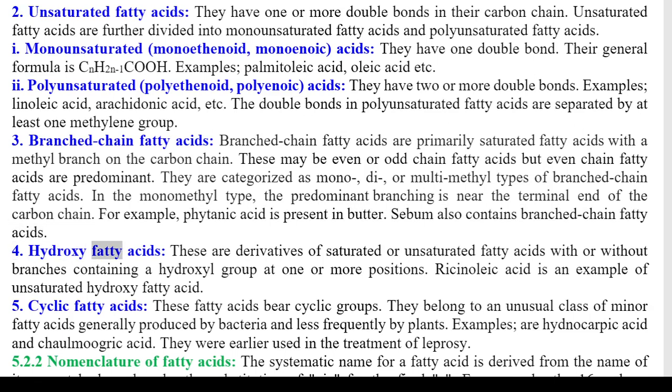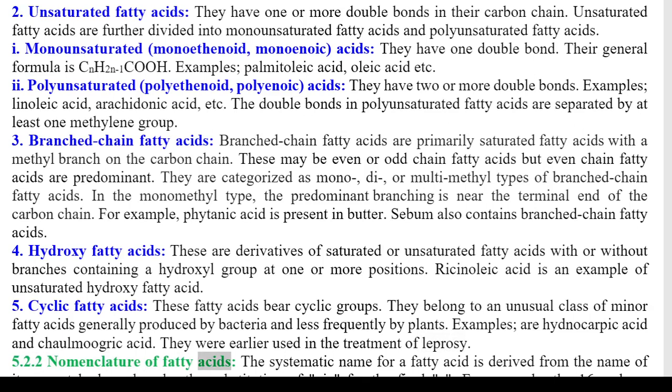4. Hydroxy fatty acids are derivatives of saturated or unsaturated fatty acids, with or without branches, containing a hydroxyl group at one or more positions. Ricinoleic acid is an example of an unsaturated hydroxy fatty acid. 5. Cyclic fatty acids bear cyclic groups. They belong to an unusual class of minor fatty acids, generally produced by bacteria and less frequently by plants. Examples are hydnocarpic acid and chaulmoogric acid. They were earlier used in the treatment of leprosy.